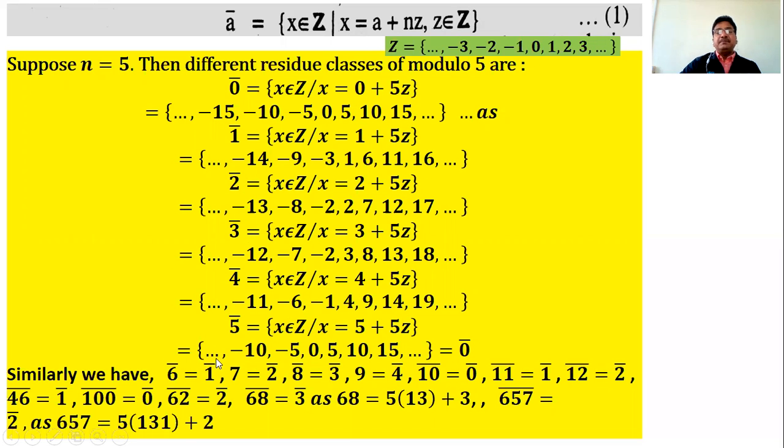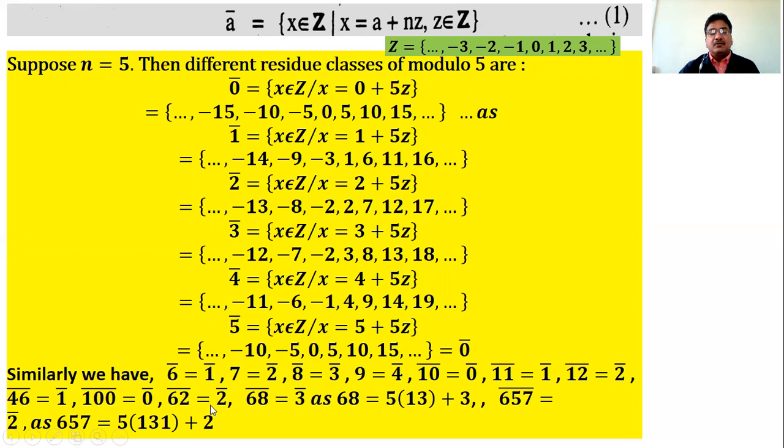Similarly, if you find 6 bar, then it is equal to 1 bar. If you find 6 bar by using this process, its answer is the same as 1 bar. Similarly, 7 bar is 2 bar. If you find 8 bar, it is equal to 3 bar. If you find 9 bar, then it is equal to 4 bar. If you find 10 bar, then it is 0 bar. Again, 11 bar is 1 bar, 12 bar is 2 bar. In this way, 46 bar is 1 bar. 100 bar is 0 bar. 62 bar is 2 bar. 68 bar is 3 bar.